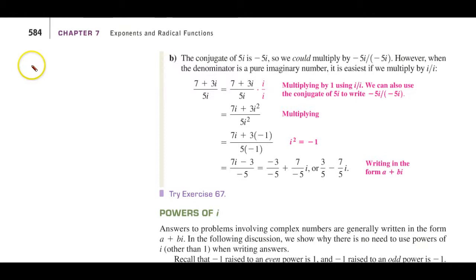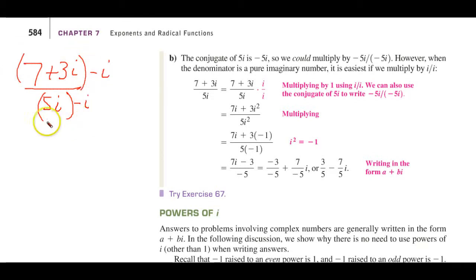Okay, so we had 7 plus 3i over 5i. And I'm saying the conjugate of this is a negative i. So that we do our denominator, this becomes a negative 5i squared, the i squared is negative, so this is going to become a positive.